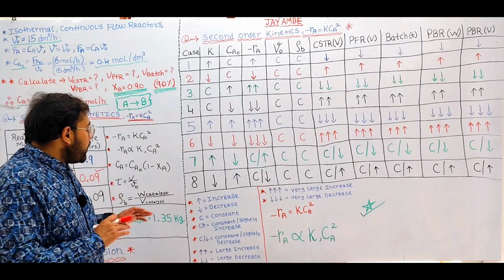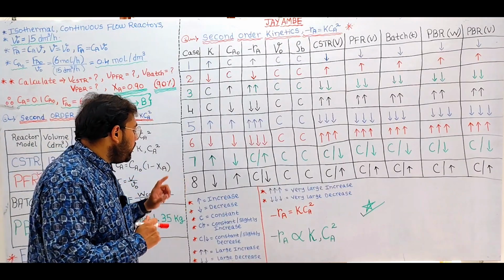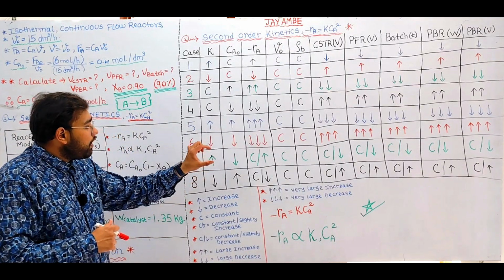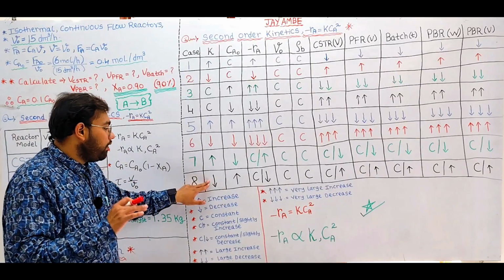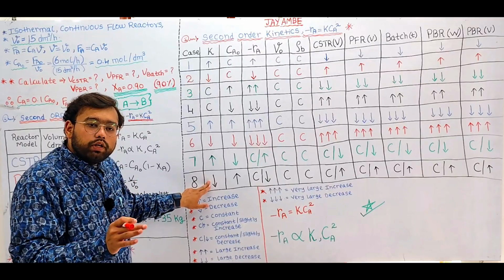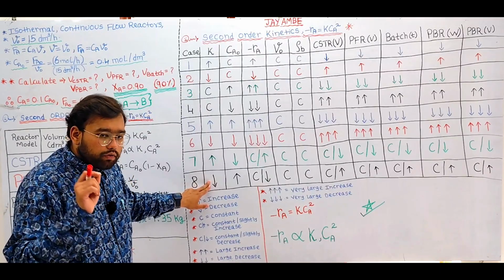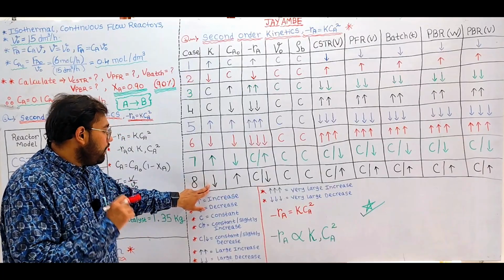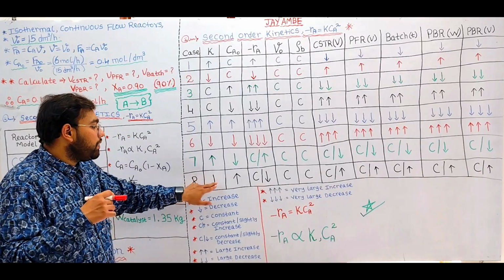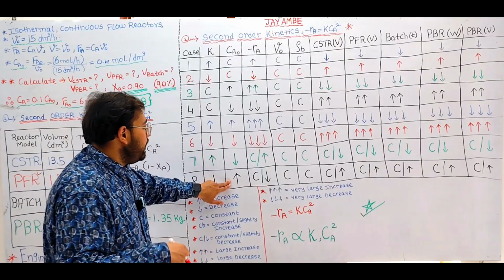So now we'll understand the engineering interpretation for the eighth case, right? This type of phenomenon will be observed when there is a decrease in the temperature of the reaction environment of the reactor. The decrease in the temperature will result in the decrease in the rate constant K, right? And simultaneously the concentration of the reactant is increased, right?